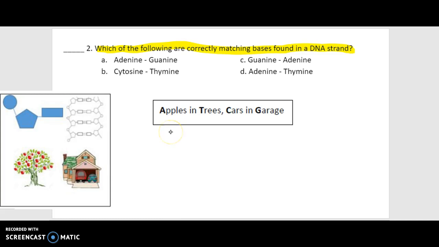The first one's our phrase, apples in the tree, cars in the garage. I know I try to tell my kids that this is supposed to help us remember that the base A pairs with T, and T pairs with A always. A stands for adenine, and T stands for thymine. And then you have cars in the garage, okay? So it's supposed to help you remember that C pairs with G and G pairs with C always.